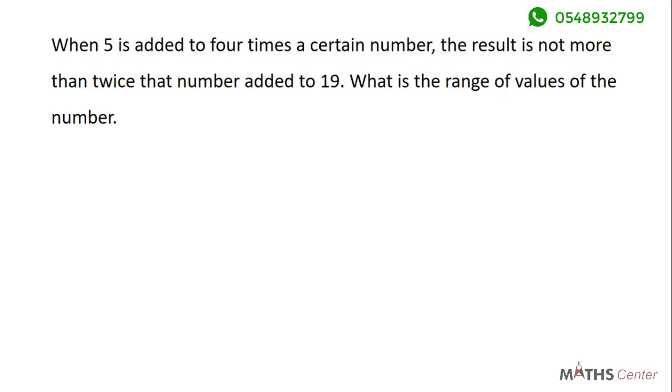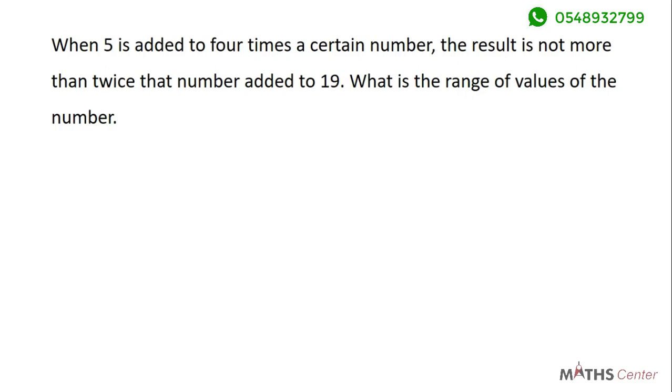When 5 is added to 4 times a certain number, the result is not more than twice that number added to 19. What is the range of values of the number? So you see, for inequalities, they will always be telling us to find the range of values. That is what we are interested in, the range of values, the set of values. Okay, so here, to find the range of values, you will have to write the inequality for this statement that has been given to us.